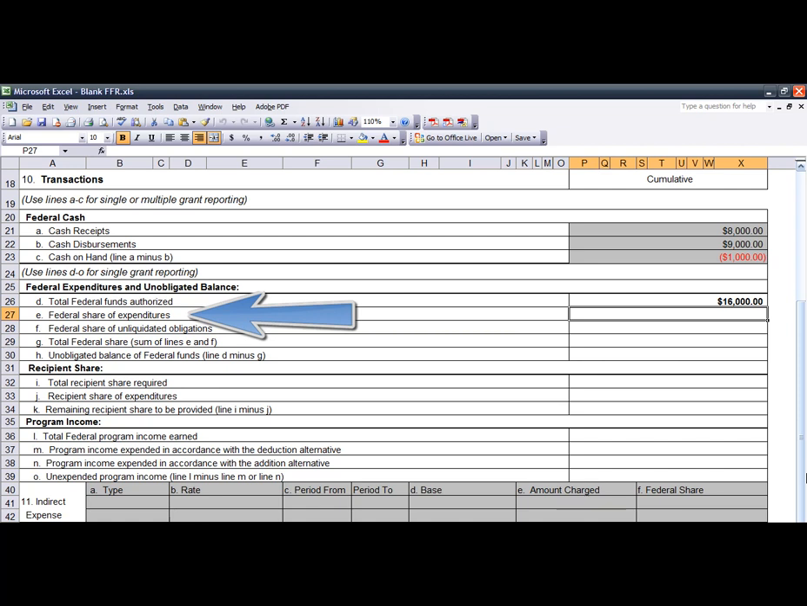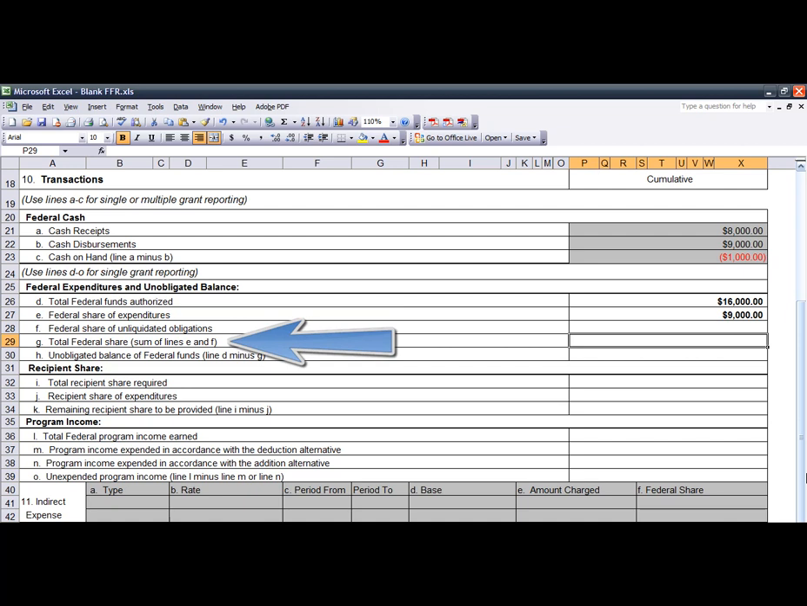Please do not include program income expended in accordance with the deduction alternative, rebates, refunds, or other credits. And for this example, I'll be entering $9,000. On line 10F, I'll be entering the federal share of unliquidated obligations. Please note that you should not include any amount in line 10F that has already been reported in line 10E. Also, do not include any amount in line 10F for a future commitment of funds for which an obligation or expense has not yet been incurred.